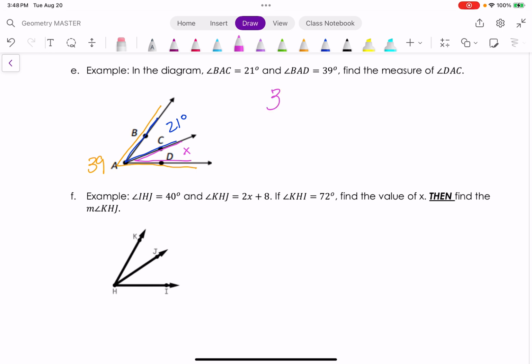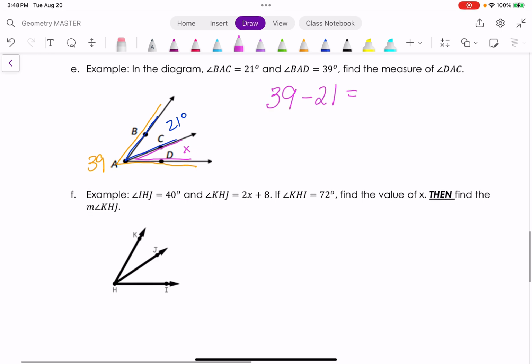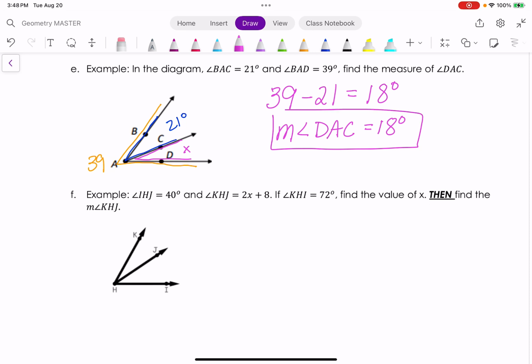So for that one, I would do the big angle minus the one we know is going to equal the one we don't know, correct? It's going to equal DAC, okay? Which is going to be 18 degrees. So the measure of angle DAC equals 18 degrees, which is that missing angle right there.